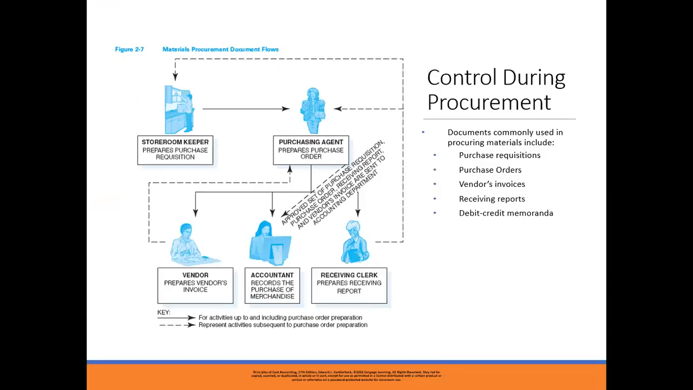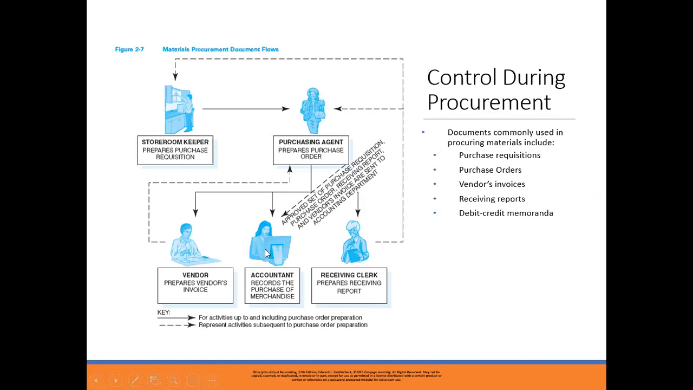So here kind of shows an overview of how that flows through the system. So the storeroom keeper, we're getting low on materials here, so then they notify the purchasing agent. The purchasing agent prepares the purchase order and sends it to the vendor. This is who we're purchasing the materials from. So the vendor prepares the order and sends an invoice. The accounting department records the purchase of the materials.